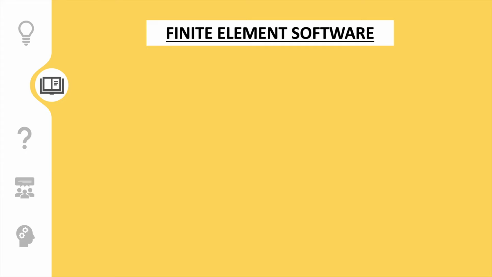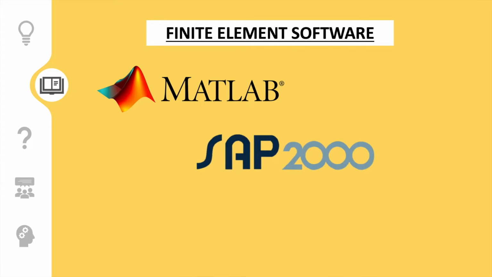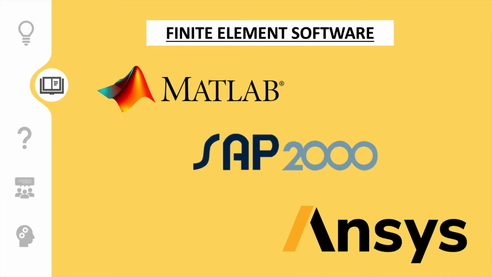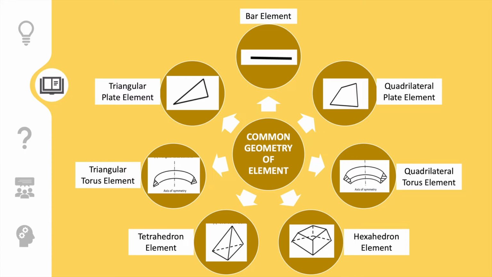Next, we move to the finite element software. These are the common software used to analyze finite elements. The first one is MATLAB, next SAP2000, and the last one is ANSYS. For this project, we use SAP2000 to do our finite element modeling. There are 7 common geometries of element, which are bar element, triangular and quadrilateral plate element, triangular and quadrilateral torus element, tetrahedron and hexahedron element. The figure shows the shape of each element geometry.